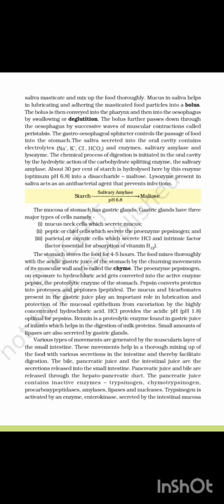The mucus and bicarbonates present in the gastric juice play an important role in lubrication and protection of the mucosal epithelium from excoriation by the highly concentrated hydrochloric acid. HCl provides the acidic pH 1.8 optimal for pepsin. Renin is a proteolytic enzyme found in gastric juice of infants which helps in the digestion of milk protein. Small amounts of lipase are also secreted by gastric glands.